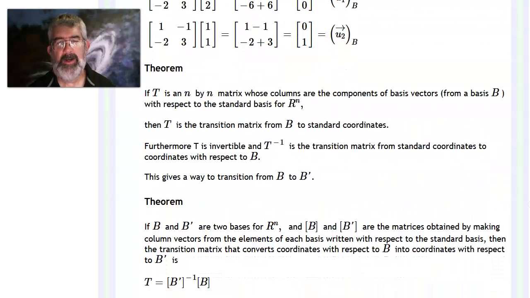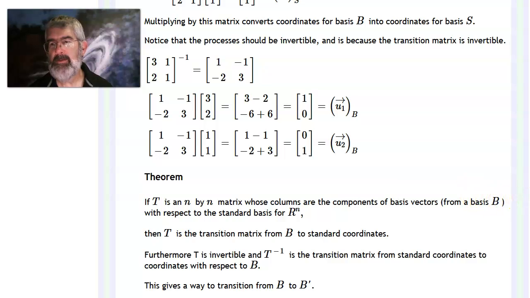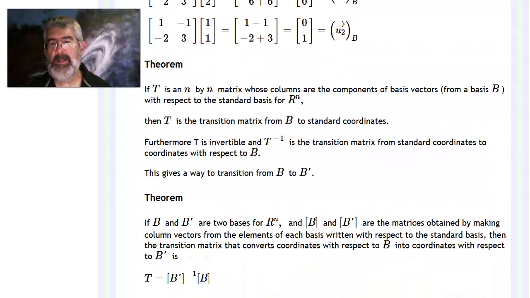Here's the way to transition now, and here is my theorem for that. If B and B prime are two bases for Rn, and I'm going to denote matrices here, the matrix B and the matrix B prime are the matrices obtained by making column vectors from the elements of each of the bases with respect to the standard basis. So that's exactly what we did up here, that this matrix right here was the matrix B, right? Not the basis B, but the matrix that's made from the basis vectors, right? Each vector is a column, right? So do that for both B and B prime.